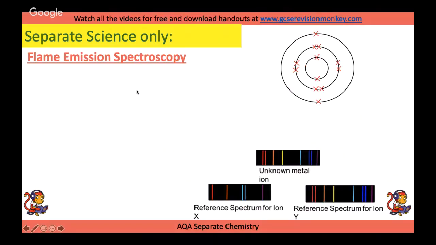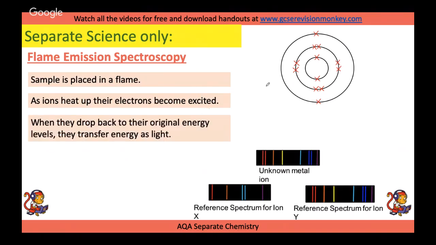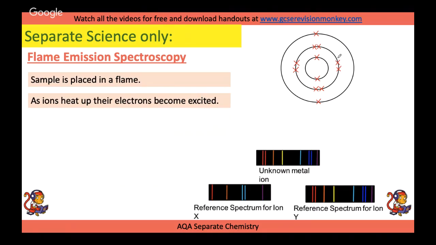Flame emission spectroscopy is an example of an instrumental method. Now, they might talk about masking in terms of the flame tests and ask you to think about something you could do to improve the accuracy of your results. And flame emission spectroscopy is one of those things. So your sample is placed in a flame, and when it does that, the electrons become excited. So what they do is they will be able to move, this links into the physics topic, to a higher energy level. Okay, so they're moving to a higher energy level.